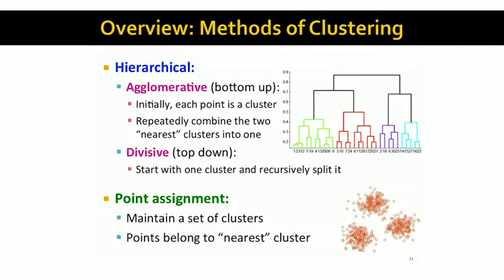Divisive or top-down methods initially place all the points in the same cluster and then keep recursively splitting the clusters until we end up with the desired number of clusters. Point assignment methods work differently. In point assignment methods, we always maintain a set of clusters, let's say k clusters at any point in time, and then we repeatedly assign a point to its nearest cluster. And we proceed until each point is assigned to some cluster.